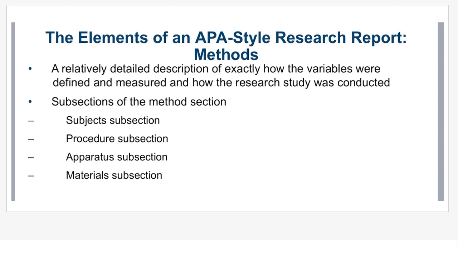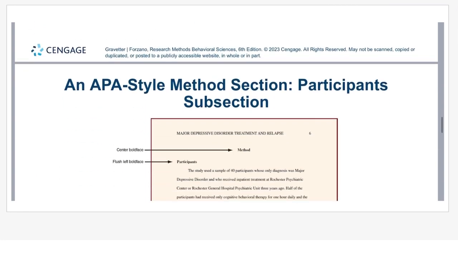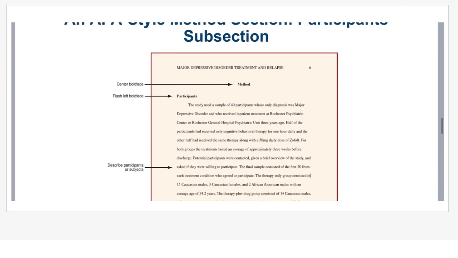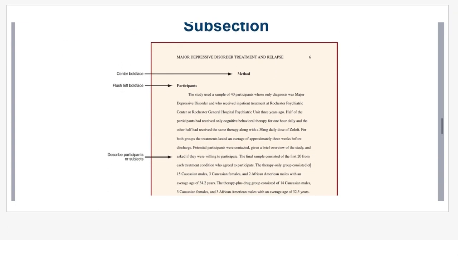unique material or apparatus. Again, apparatus is usually a piece of equipment, a physical thing, and then materials is usually like questionnaires and surveys and things like that. So the method section, here's the example from figure 16.4 in your book.